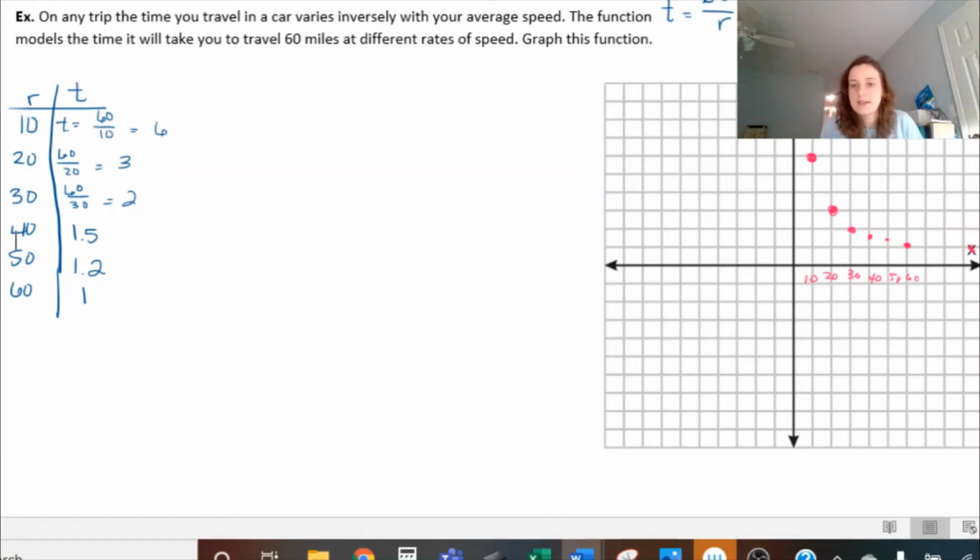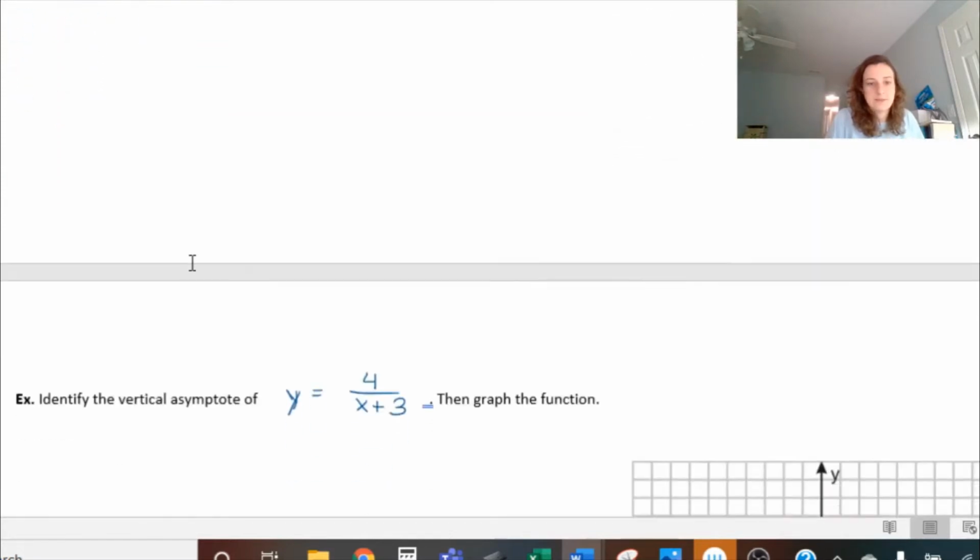Now I can connect these dots, and notice in this one that my asymptotes are going to be at 0, for both time and your rate, because you cannot go less than 0 miles an hour, okay, here. So this would be an example of this graph here. All right, and we're not interested in the negative values here because, again, we're talking about distance and time, neither of which can be negative. Okay. All right, let's move on.